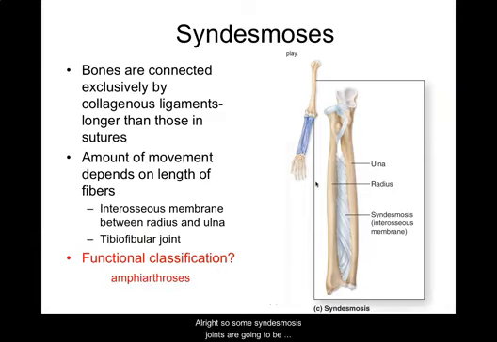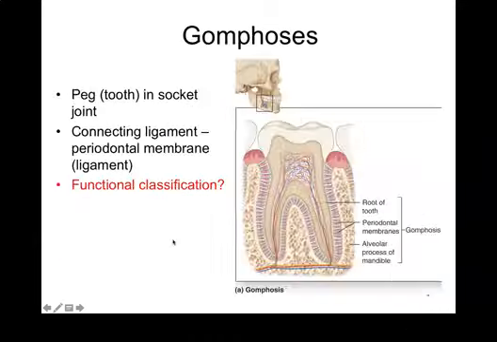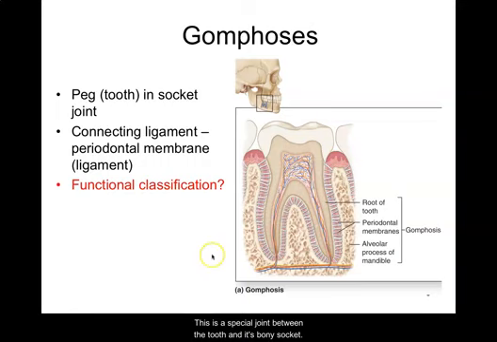All right, so some syndesmosis joints are going to be amphiarthrotic. Other syndesmosis joints with smaller, shorter ligaments are going to be classified as synarthrotic, immovable joints. The last fibrous joint is a gomphosis. This is a special joint between the tooth and its bony socket. So this is not bone to bone. The tooth is made of a material called dentin, and so it's a different material altogether.